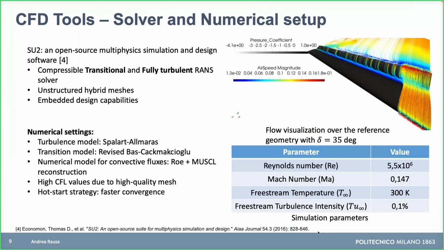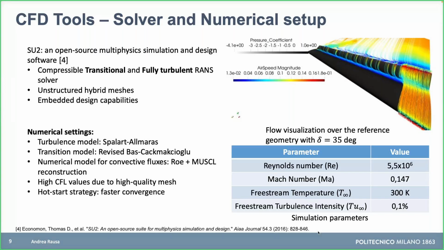The solver is SU2. In particular, we leverage the compressible transition and fluid turbulence capability of SU2. So we don't use Adjoint or anything else. The numerical settings are that we use the Spalart-Allmaras turbulence model and the Bas-Cakmakcioglu transition model, because at the time of devising this whole project, that's the only one that was in the SU2 version. Now we have the Langtry-Menter transition model also coupled with SST, so more studies to come. But at the time we had Spalart-Allmaras and Bas-Cakmakcioglu, so we stuck with that across the whole project.